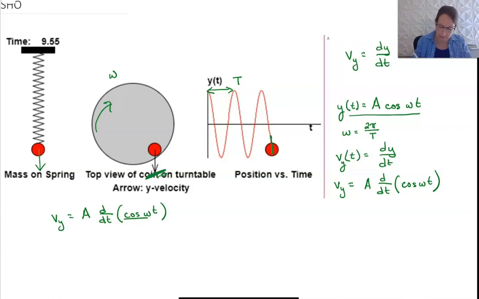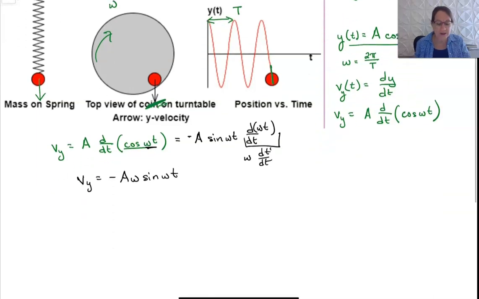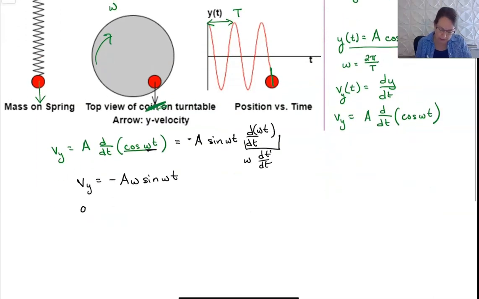So this becomes a minus sine of omega t times the derivative with respect to t of the argument, just omega t, and that derivative is just omega times the derivative of t with respect to t, which is just 1. T to the first power just gives us 1. So this all becomes Vy is equal to minus a omega sine of omega t. Okay, and just to finish this out, we're going to find the acceleration.